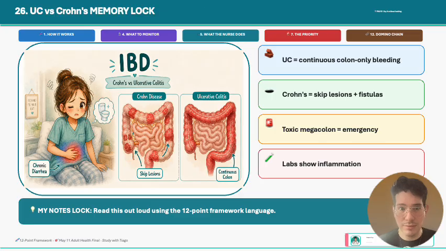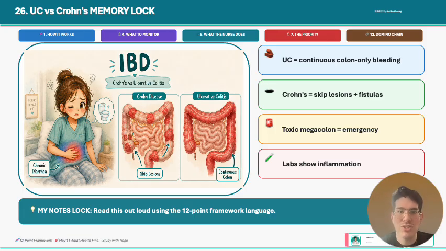Okay? So UC, colon and rectum only, right? Continuous inflammation, mucosal and submucosal, bloody diarrhea is common. Colectomy can be curative. Crohn's, anywhere from the mouth to the anus, skip lesions, transmural inflammation, right? Fistulas, strictures, abscesses, malabsorption, obstruction are more Crohn's-style complications. Surgery is what? Not curative.